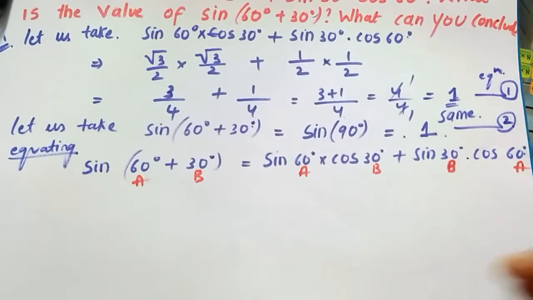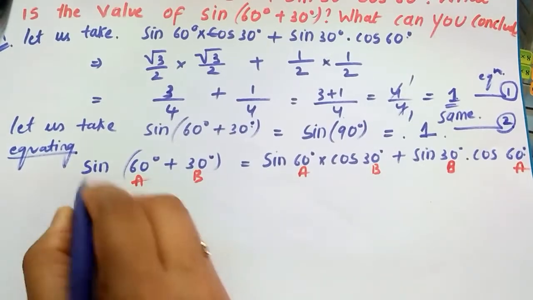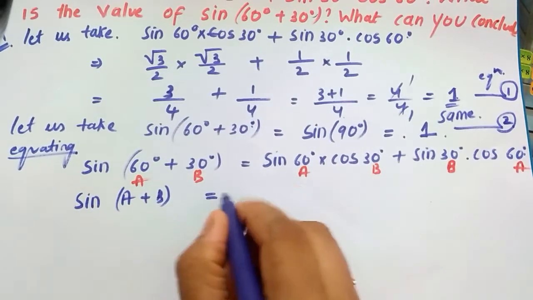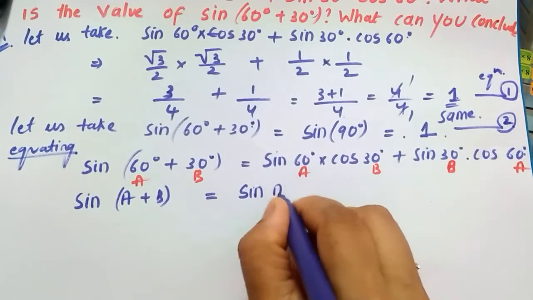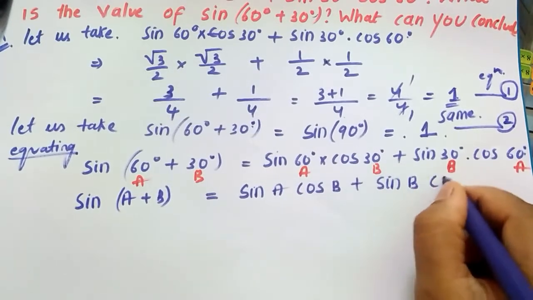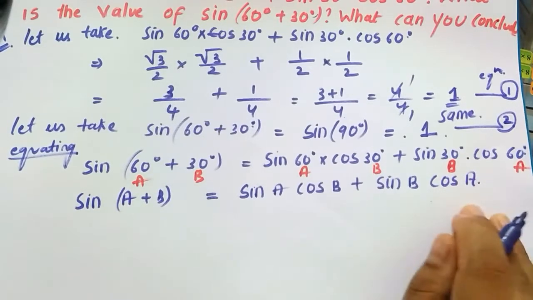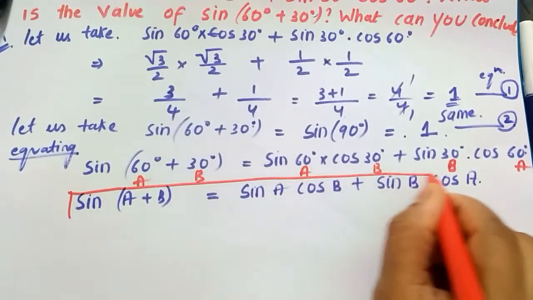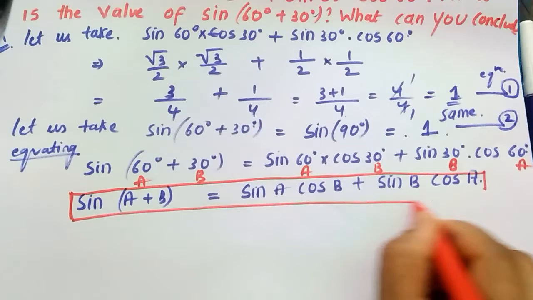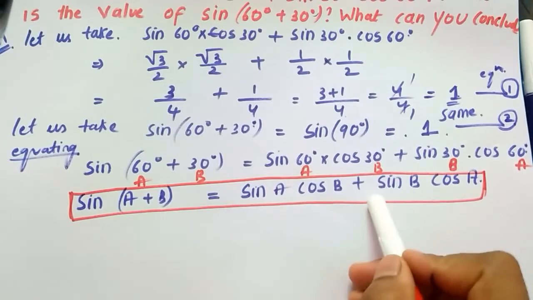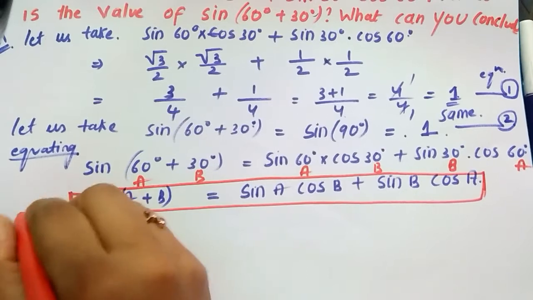Now we're just replacing 60 and 30 degrees with A and B. So same thing, sine A plus B is equal to sine A cos B plus sine B cos A. Okay, we got this value. So we are concluding that for every other angle, supposedly A or B, this holds good. That means that sine A plus B is nothing but sine A cos B plus sine B cos A. This is one of the identities.